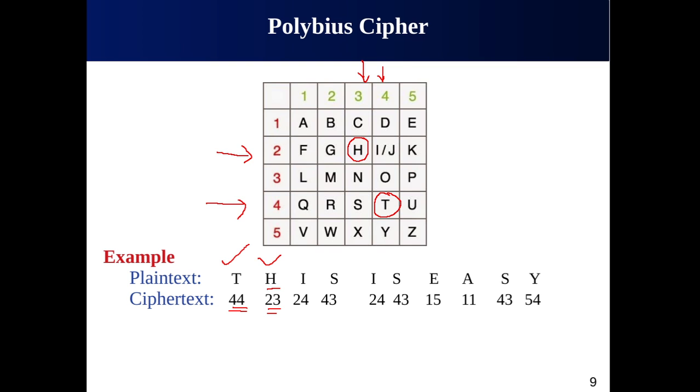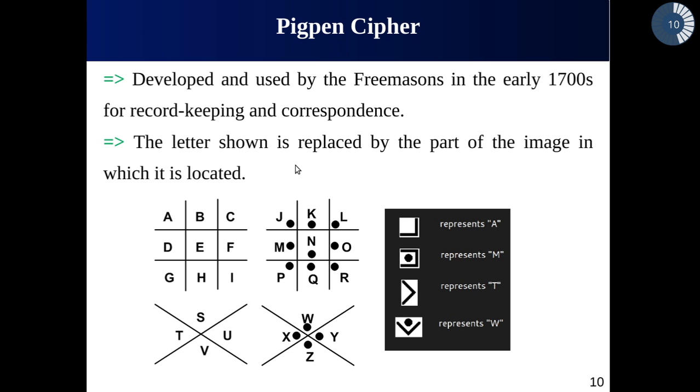Okay. Our next example of the classical substitution technique is known as Pigpen cipher. This is very interesting, by the way. And this is another example of substitution cipher. And this scheme was developed long ago. I think it was developed in the 70s. The exact year is not known to me, but in the 70s. And it was used for record keeping and corresponding. Sometimes this technique is also known as Masonic cipher.